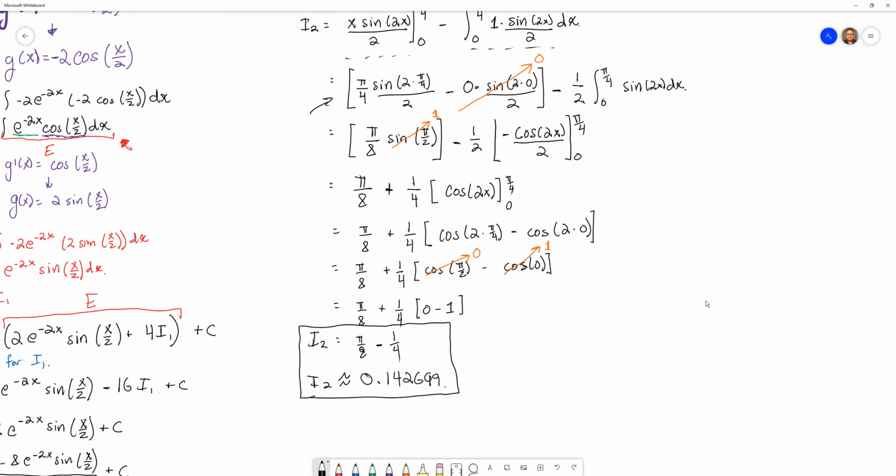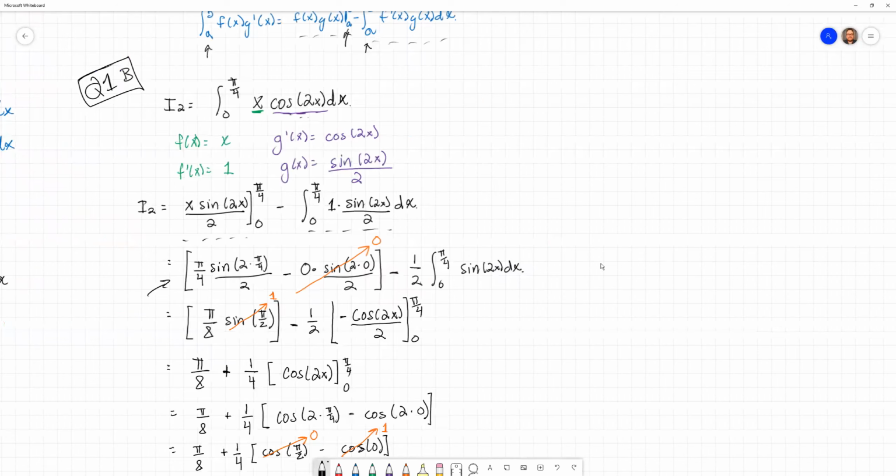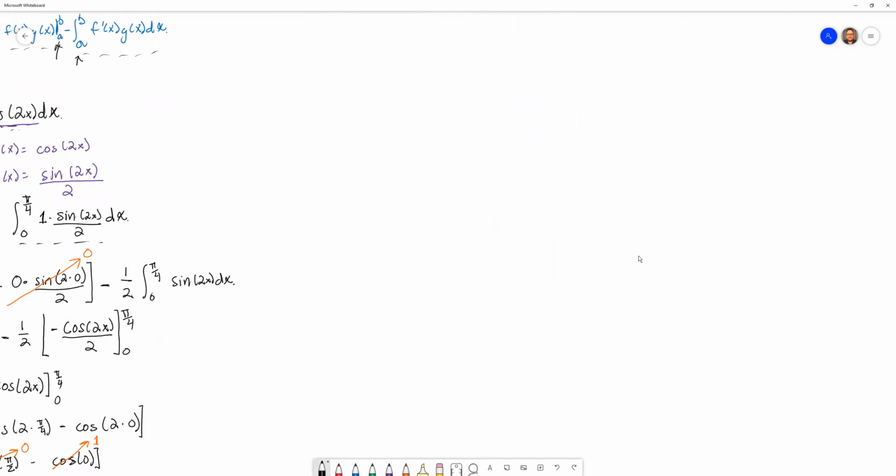So that is our solution for question 1, part B. Okay, and so we will continue on. So now we have question 2. Question 2 says evaluate the integral I is equal to the integral of arc cos of x dx.